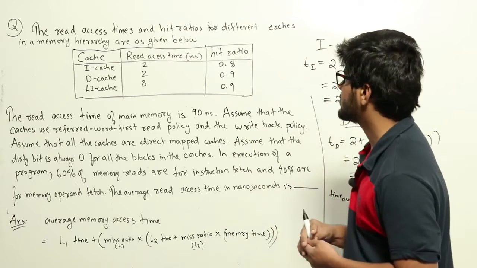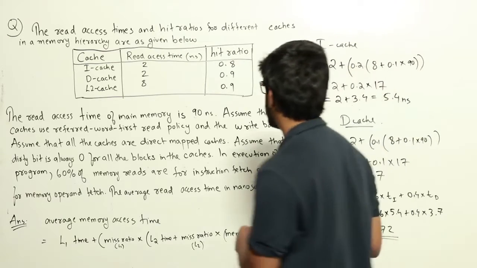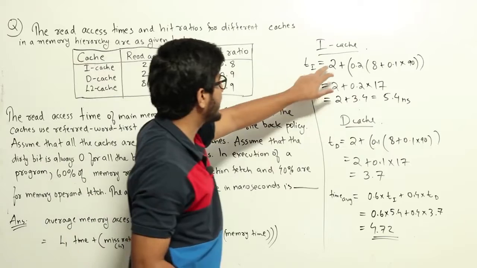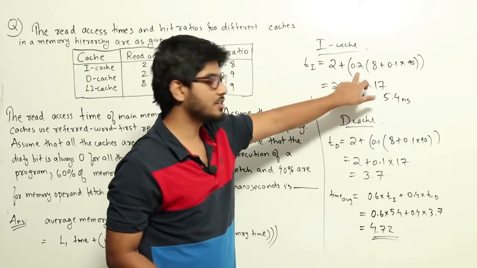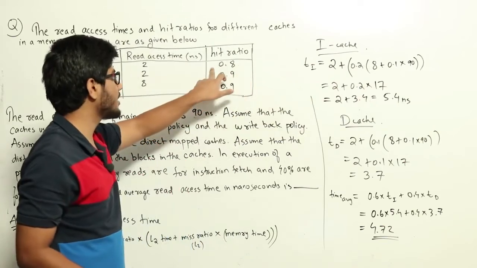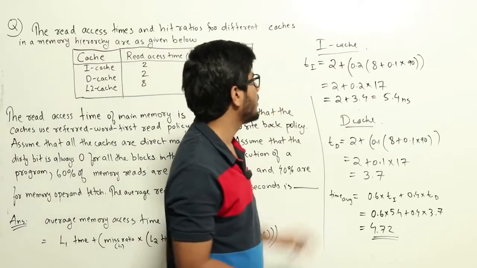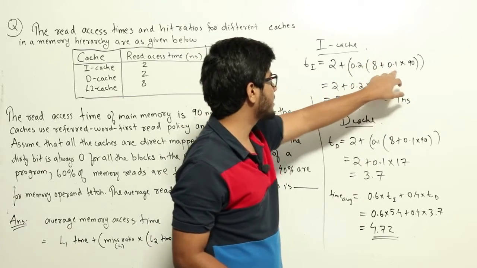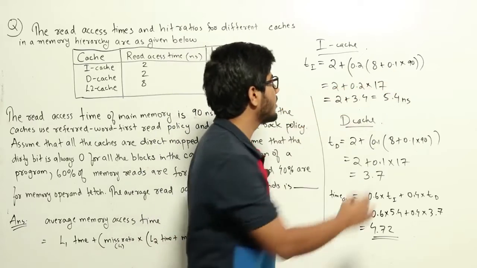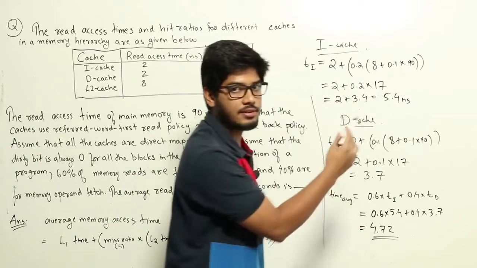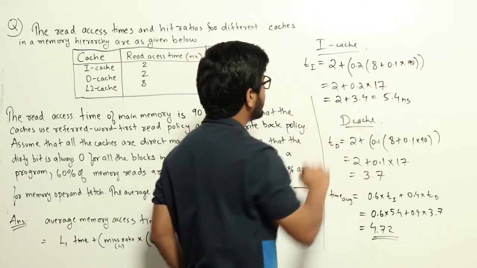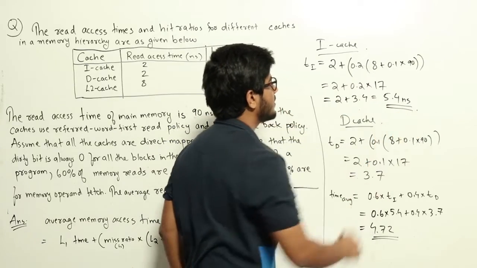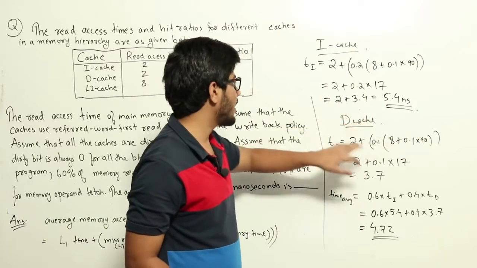Now let us look at the average access time for instruction cache and data cache. For I cache, following the formula, I will write I cache time, that is 2, plus miss ratio of I cache is 0.2, that's given in the question. Hit ratio is 0.8, meaning miss ratio is 0.2, into access time of L2 cache is 8, plus miss ratio of L2 cache, that is 0.1, again which I got from the question only. 0.1 into main memory access time is 90, that's also given in the question. So the total would be 2 plus 0.2 into 17, that is 2 plus 3.4, that is 5.4 nanoseconds. That is the average access time for I cache.